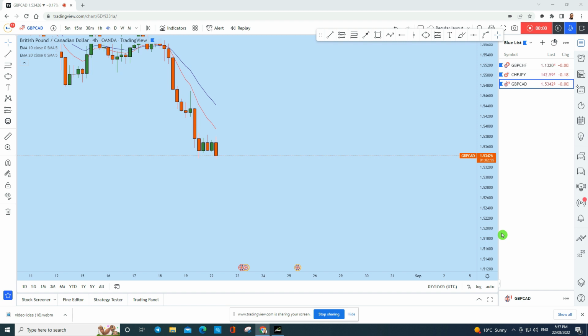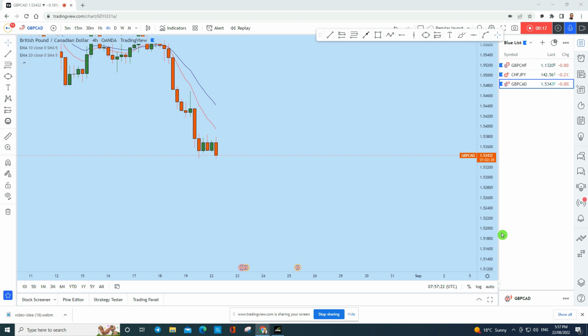What's up, traders? Let's do a complete multi-time frame analysis of some of the hottest currency pairs today, giving us trading opportunities, including GBP CHF, CHF JPY, and GBP CAD. Let's see what kind of trading opportunity we currently have in all these instruments.